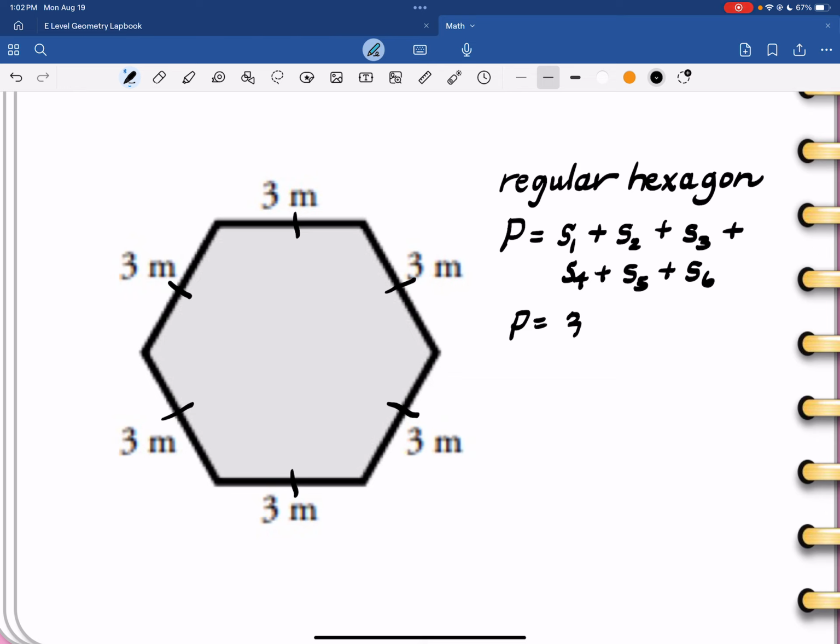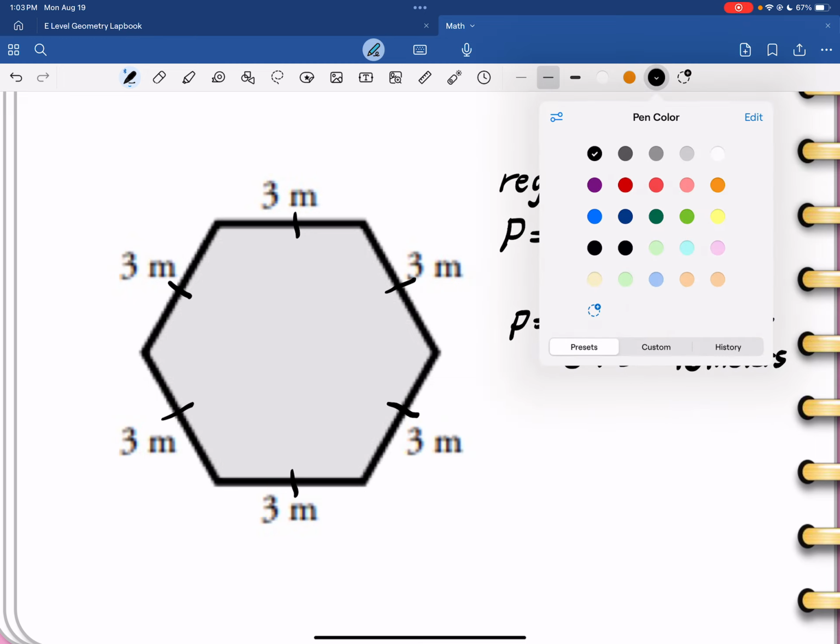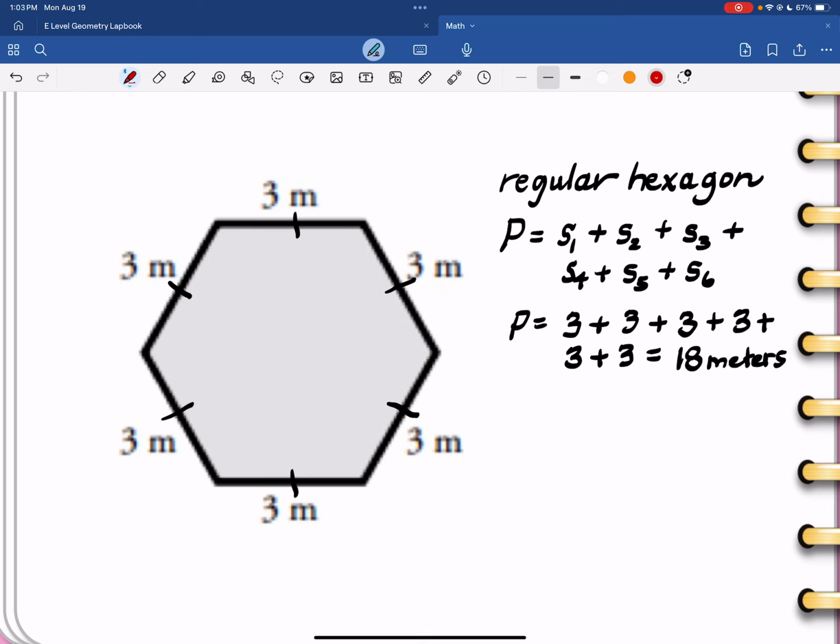So we have a 3 plus a 3 plus a 3 plus a 3 plus a 3 plus a 3. We have 6 of those. And that is 18. This time we're dealing with meters. So this is more like a swimming pool, a small one, maybe a hot tub. 18 meters. Can you think of another way to do that instead of having to write all that stuff out?